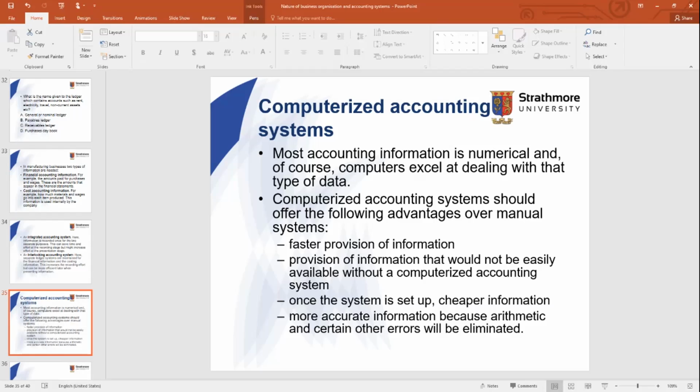It is much easier to present information or to have access to the information compared to the case of a manual system. In a manual system, if, for example, you prepare the accounts once a month, it means that every end of the month you have to manually prepare those accounts: account for rent, account for salaries, account for electricity. So you will have to manually prepare each of the accounts.